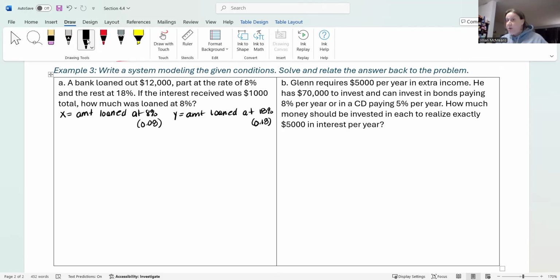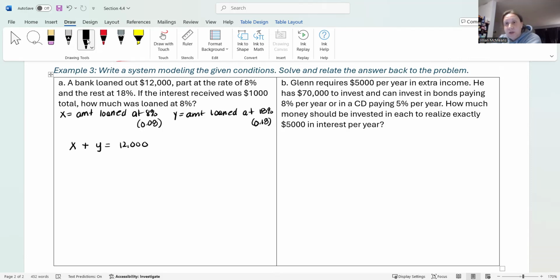Now, as for the two equations in our system, the first equation, let's talk about just how much money is being loaned out. So we know $12,000 is being loaned out, and it's being loaned out at two separate interest rates. So the first amount is X dollars at 8%. The second amount is Y dollars at 18%. If we add the dollars X and the dollars Y, it has to equal $12,000. That's how much was initially loaned out.